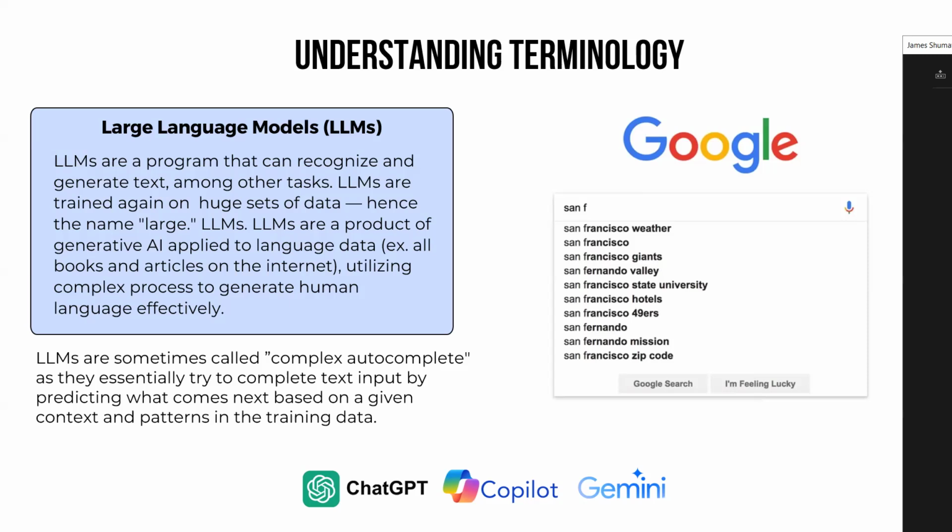Some very popular ones are ChatGPT, Copilot, and Gemini. Copilot again is based on the same OpenAI ChatGPT that we use with GPT-4.